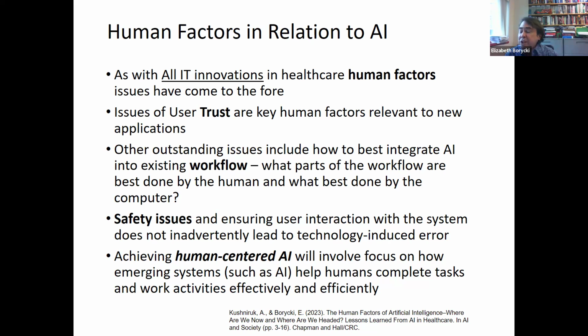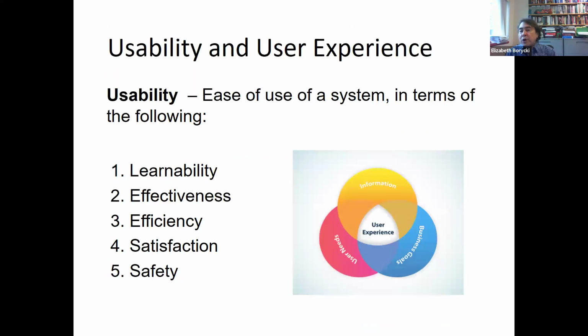But to actually achieve human-centered AI is going to involve a focus on how emerging systems help humans complete tasks and work activities effectively and efficiently. So again, I always like to start with the basic definitions of what we're talking about. I know the term user experience has come up. I'll also talk about that, the difference or similarity with usability, next week. I have a nice slide on that, but I'd like to begin with usability.